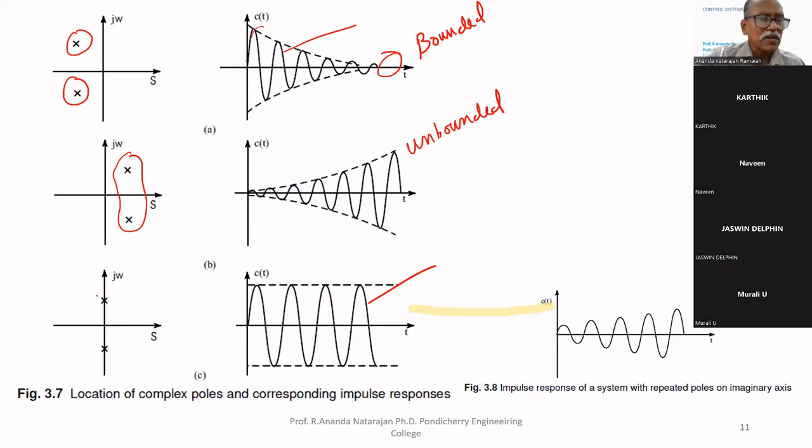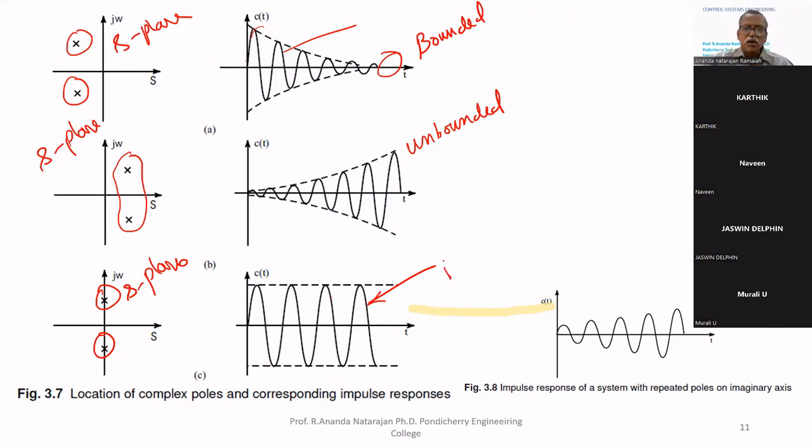Here, it is always oscillating. The poles are exactly on the J omega axis. These are all S plane. Poles are exactly on the J omega axis. Sustained oscillation. This is called marginally stable. Suppose I am having 2 repeated poles on the J omega axis.